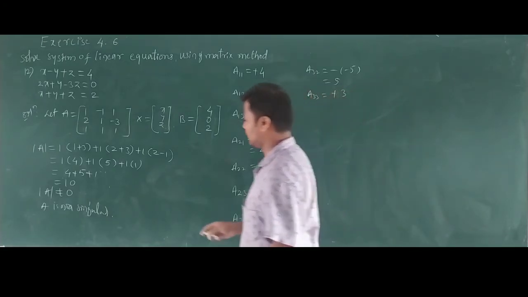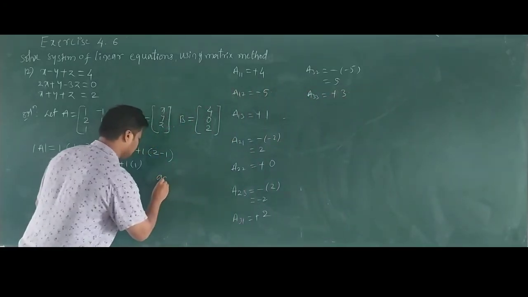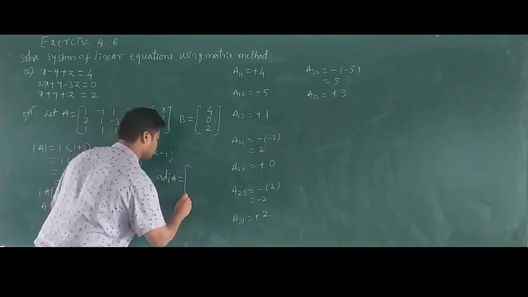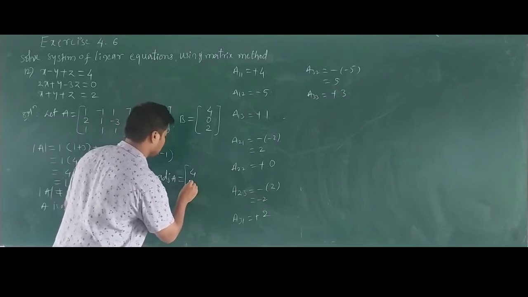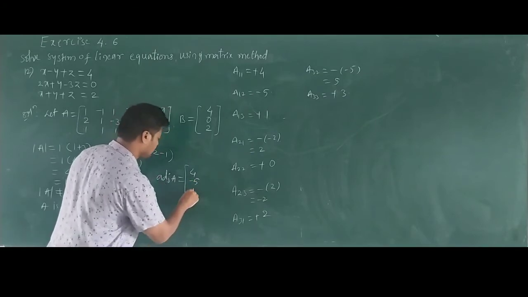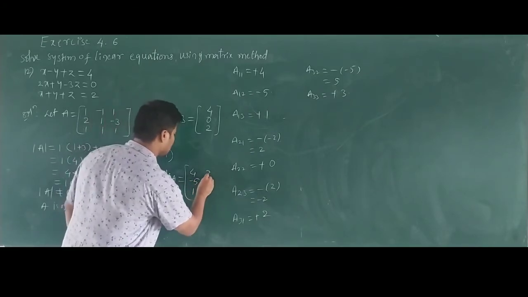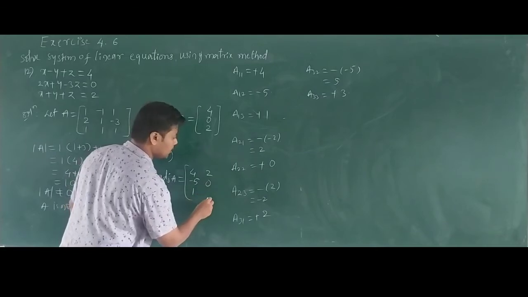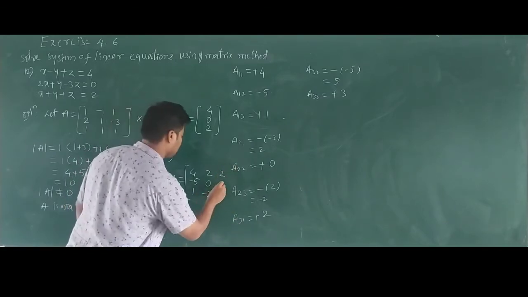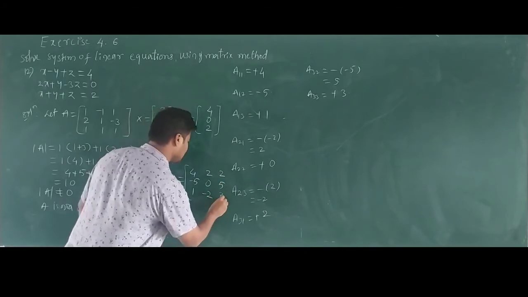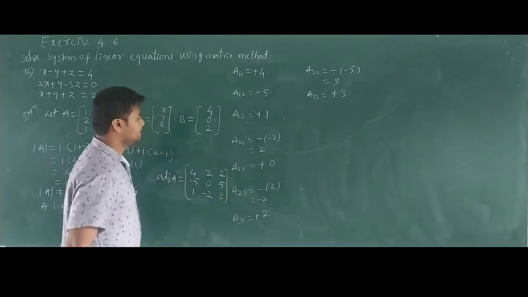So adjoint of A equals 4, minus 5, 1, 2, 0, minus 2, 2, 5, 3. Okay.